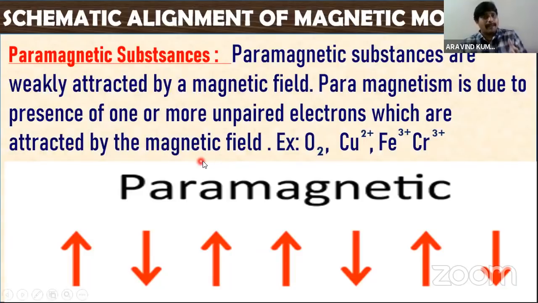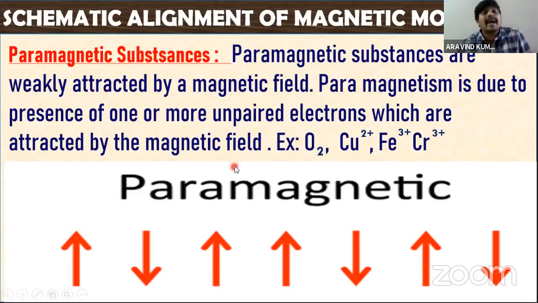Children, paramagnetism is attributed to a solid with what? With the presence of one or more unpaired electrons. With the presence of one or more unpaired electrons, the substances get attracted towards the magnetic field. These kind of substances are called as paramagnetic substances.